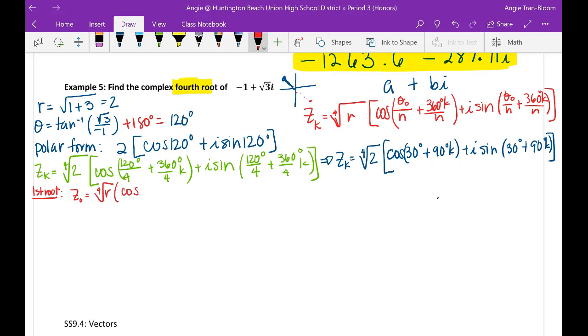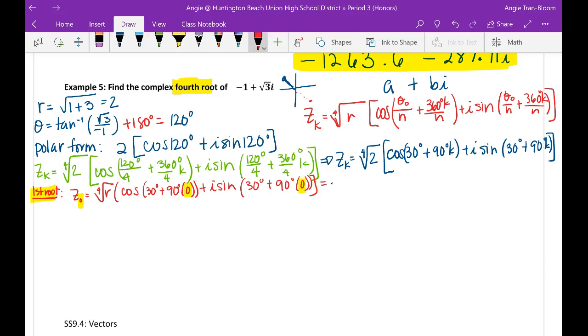Cosine. Every time you see a k, you now have to put in 0 because k is 0 for the first root. Cosine of 30 degrees plus 90 times 0. Keep that in mind. Yes, I'm writing everything out, and then down the line, maybe I'll skip a little bit. But right now, I want to show you why 0 is being plugged in for every k. It's plugging in every k because k is 0 for the first root. Now I'm going to multiply it out.